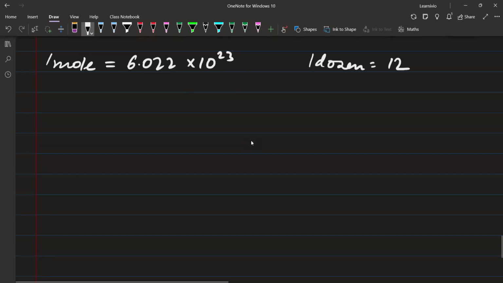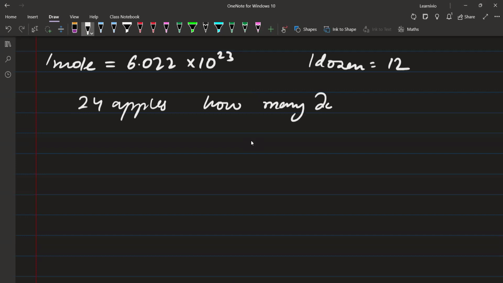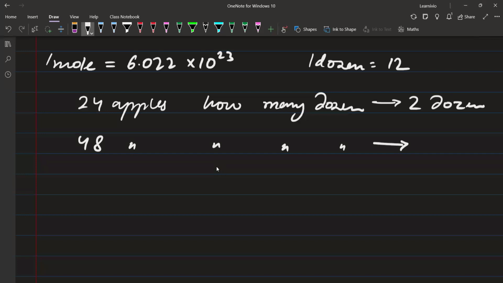Another thing. Pay attention. If I have 24 apples, then how many dozen? 2 dozen. 24 apples means 2 dozen. If I have 48 apples, then how many dozen? 4 dozen. I'm trying to make a particular point.